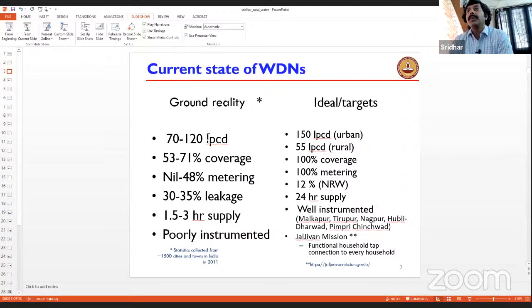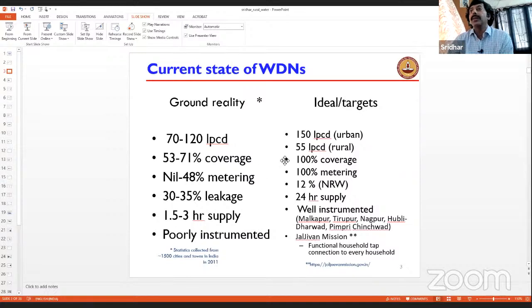The ground reality of water distribution networks is that there's a significant disparity in how they should be operated. In the urban areas, LPCD means liters per capita per day, which means per person in an urban area. These are as per WHO and also Government of India guidelines: 130 to 150 liters per person in the urban areas. And more relevant in the rural areas, it's 55 liters per person per day.